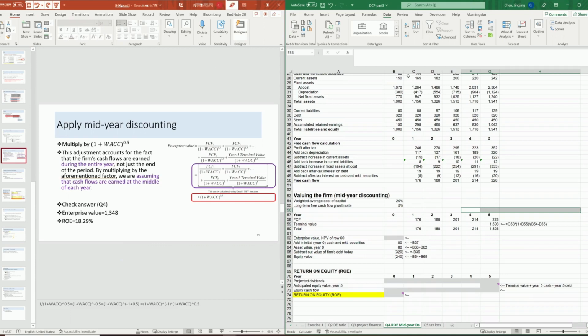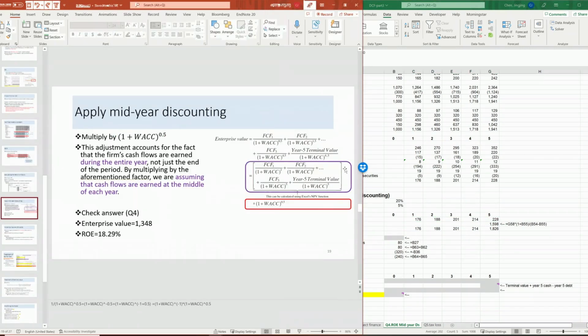So here, what we are going to do is apply mid-year discounting to our calculation of enterprise value. Remember, the calculation of enterprise value uses the NPV function so that we can have a present value of all of these future cash flows. So how do we incorporate mid-year discounting? This is actually pretty straightforward and simple if you think about the math going on here.